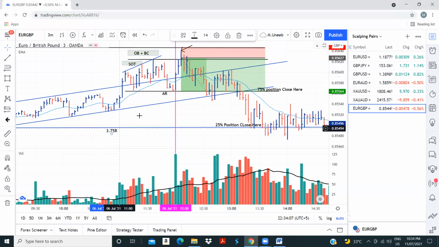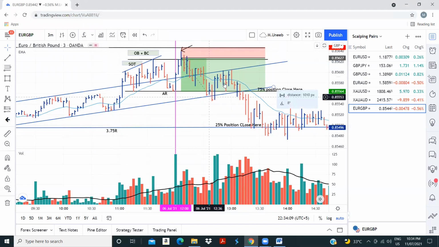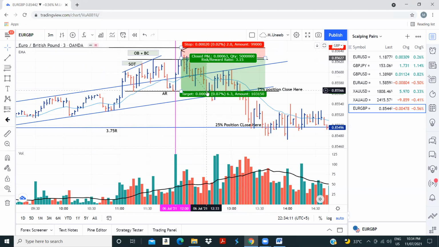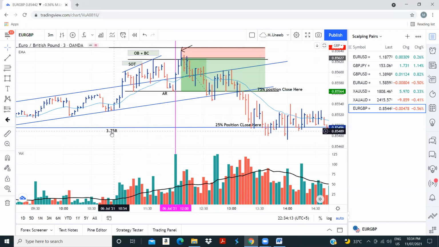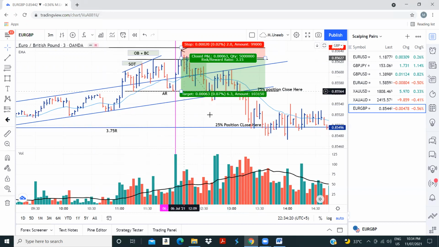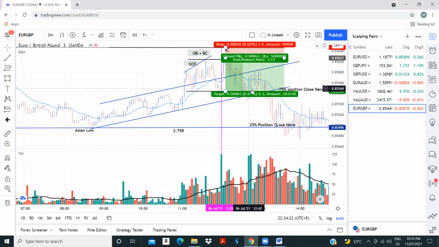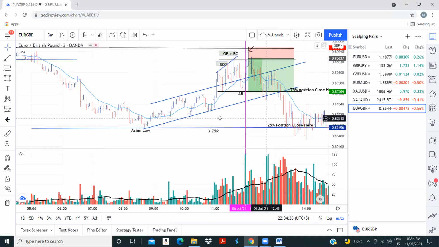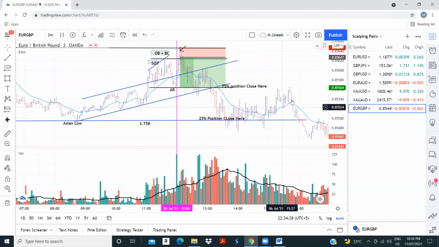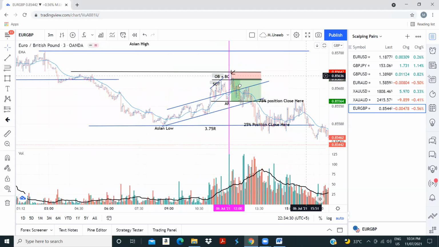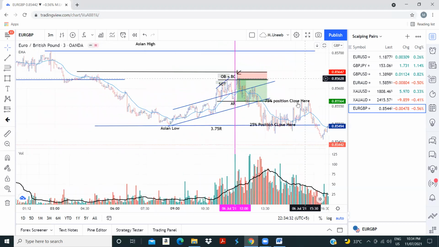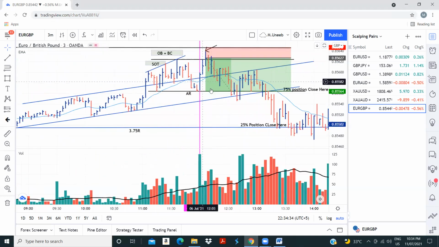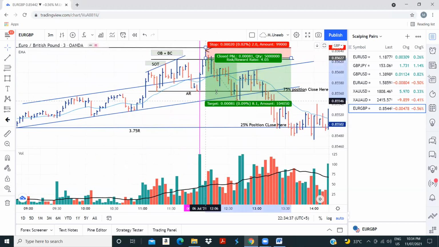So you are done for the day. Or if you close right over here, you get 3 R. You pull out 0.75 R more because of this. So if you close right over here, it's also fine. The next level after this is the Asian low. Do you agree? And you see after the Asian low, there is a struggle, and then the market goes down again. So these are the key levels which you should target. That's it. This one and this one.